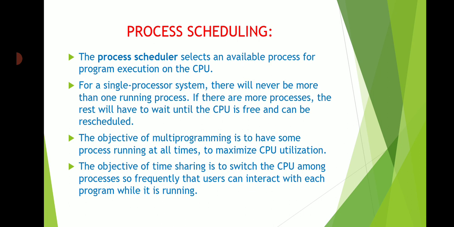So the objective of multiprogramming is to have some process running at all times, to maximize CPU utilization. The objective of time sharing is to switch the CPU among the processes so frequently that users can interact with each program while it is running. This is process scheduling.